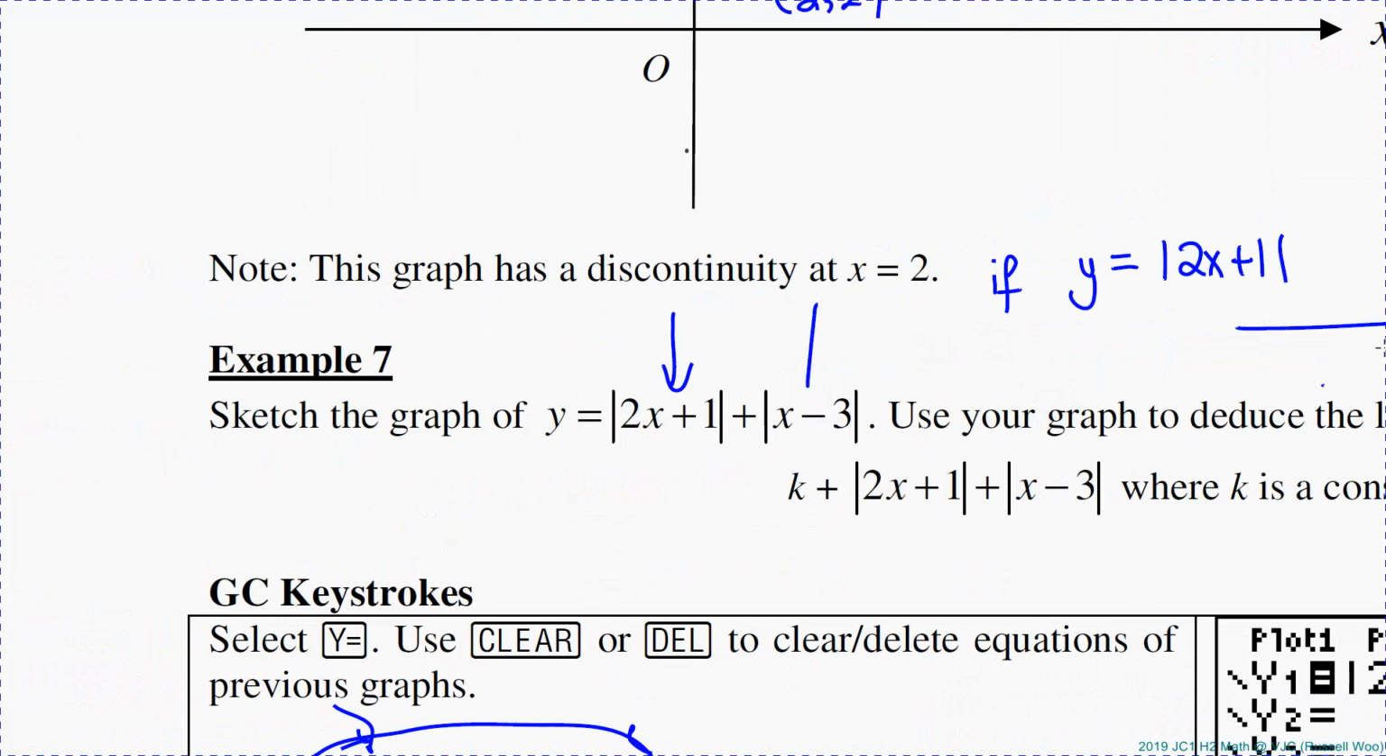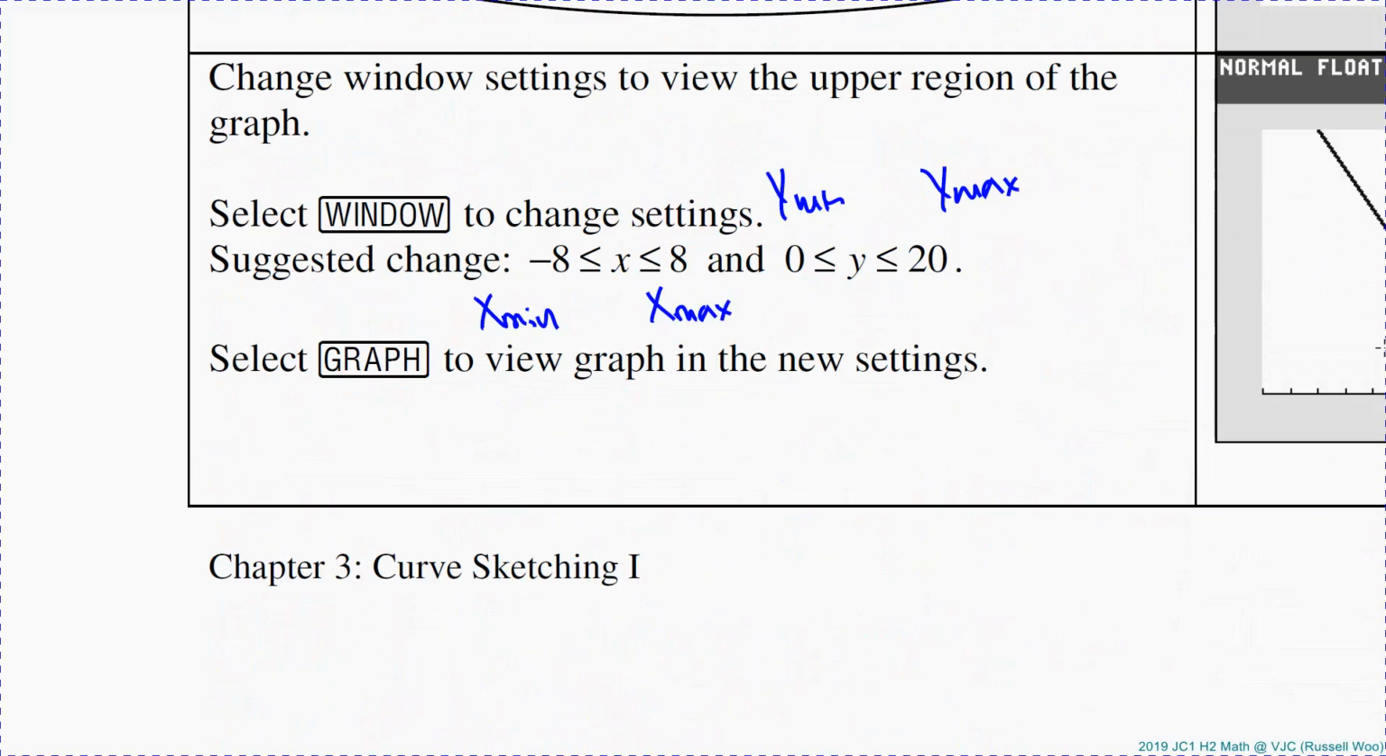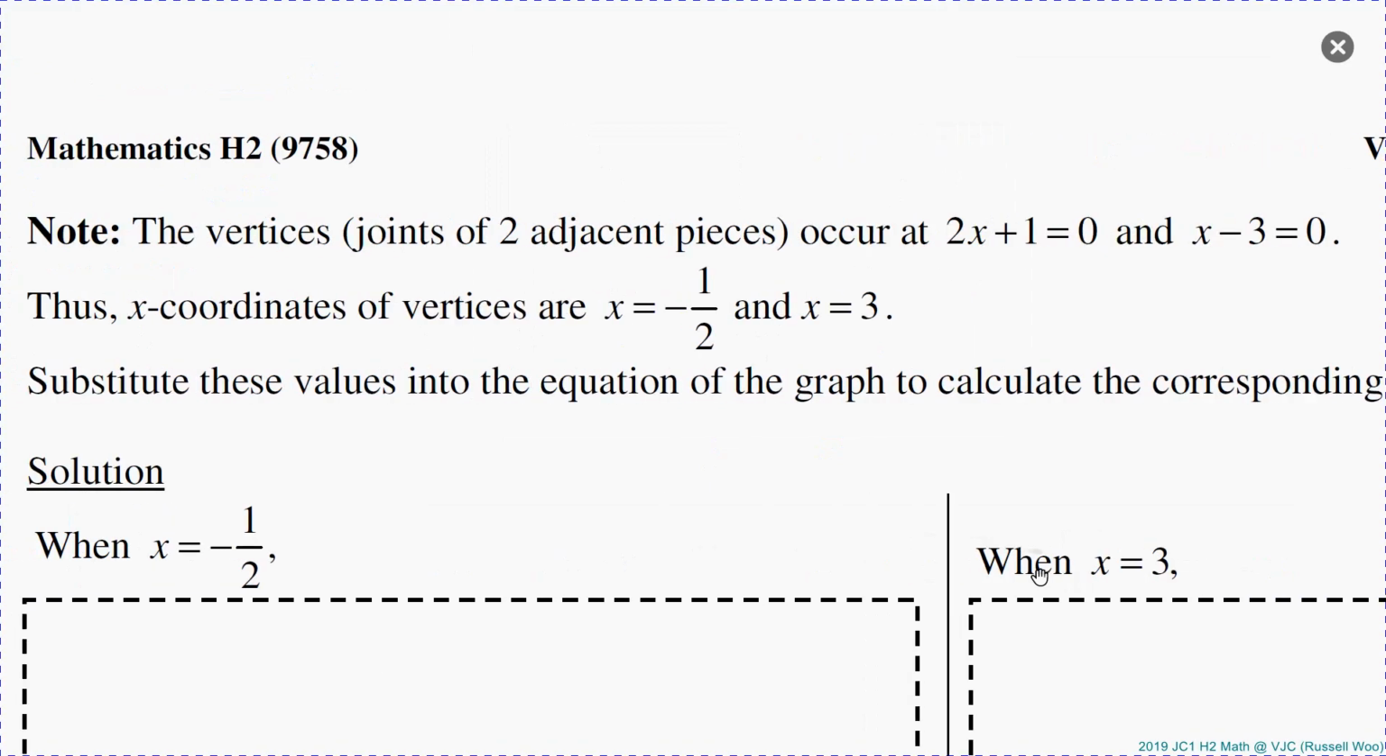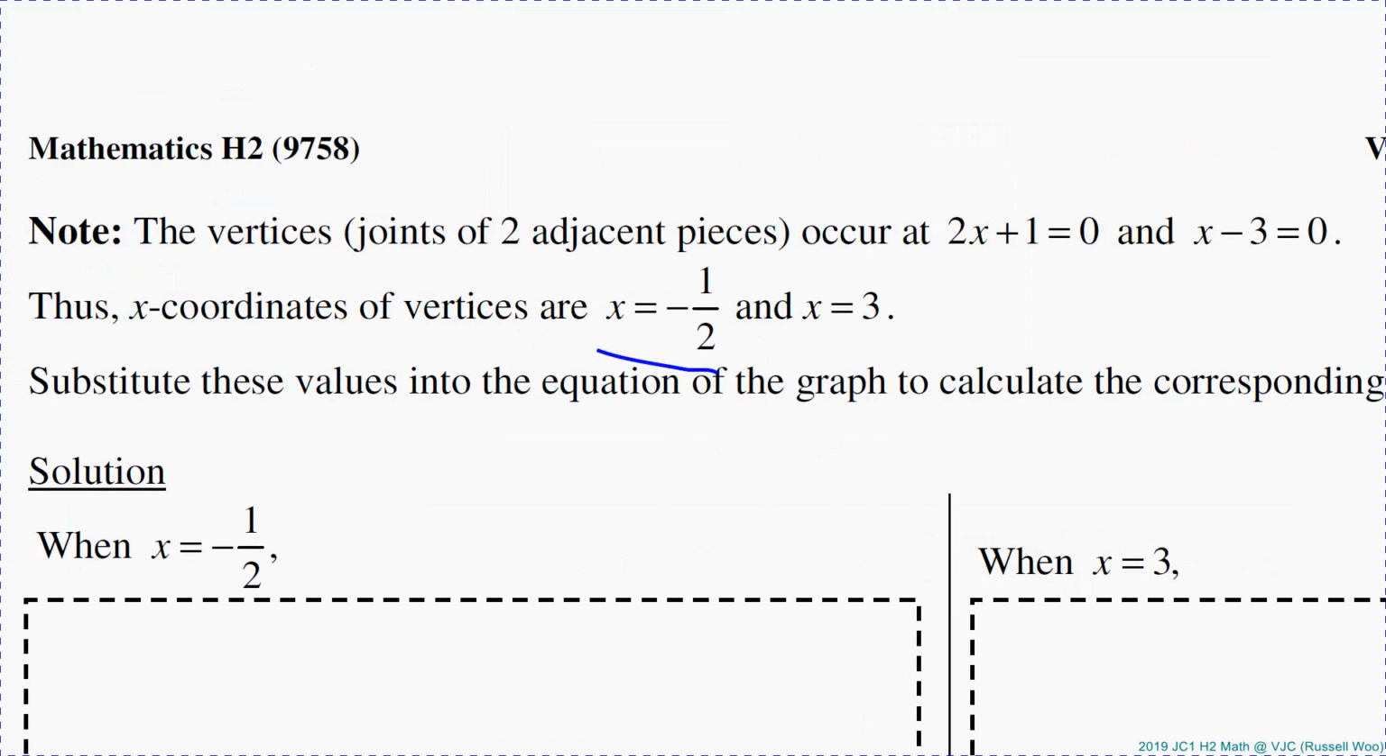Example 7. We have 2 mod sign here. Where would it change sign? It will change sign at x equals to minus half and x equals to 3. So very clearly, you see these 2 points, I can be very sure that this x coordinate is definitely minus half, and this x coordinate is 3. I am very, very sure. So that is why on the solution, you can be very sure that x equals to minus half.